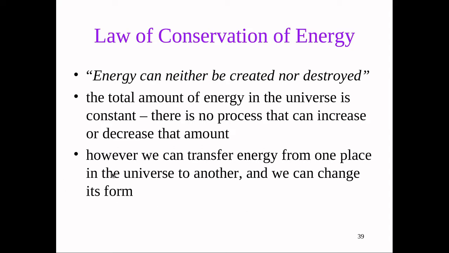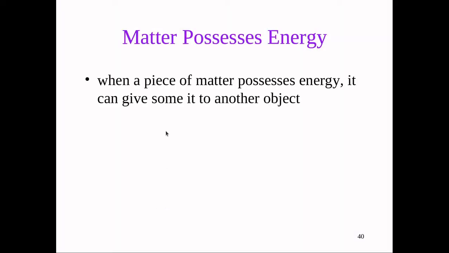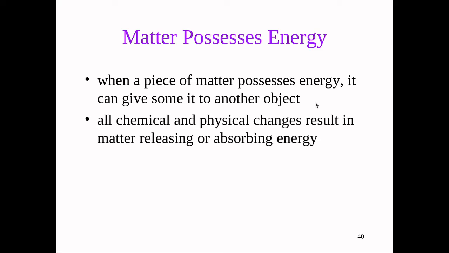As I alluded to, we can transfer energy from one place in the universe to another, and we can change what kind of form the energy takes on. So matter actually possesses energy. Okay, when a piece of matter possesses energy, it can give some of it to another object. So energy can be passed from one form of matter to another. All chemical and physical changes result in matter releasing or absorbing energy. That's why they're undergoing the changes, in order to release or absorb some energy.